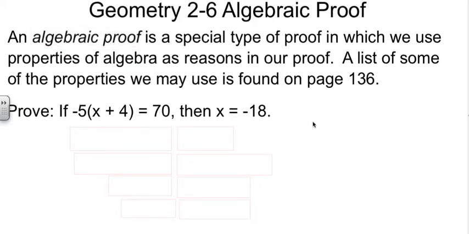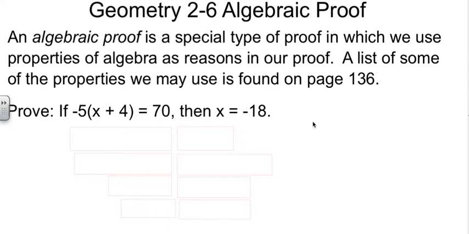An algebraic proof is a special kind in which all we're using is algebra properties. So we're not going to have to worry with definitions of midpoint or any of that kind of stuff for these.